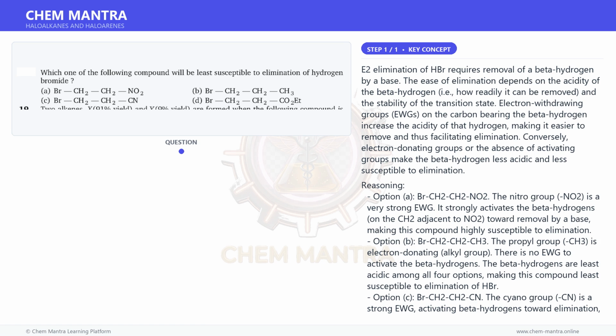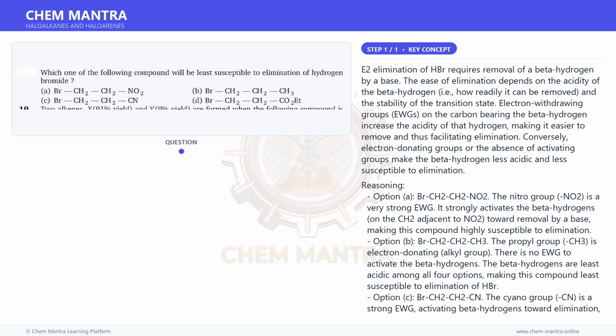The ease of elimination depends on the acidity of the beta hydrogen, i.e., how readily it can be removed, and the stability of the transition state. Electron withdrawing groups, EWGs, on the carbon bearing the beta hydrogen increase the acidity of that hydrogen, making it easier to remove and thus facilitating elimination. Conversely, electron-donating groups or the absence of activating groups make the beta hydrogen less acidic and less susceptible to elimination.